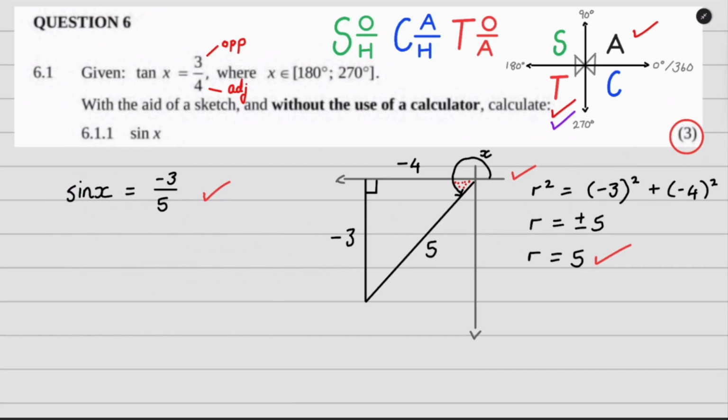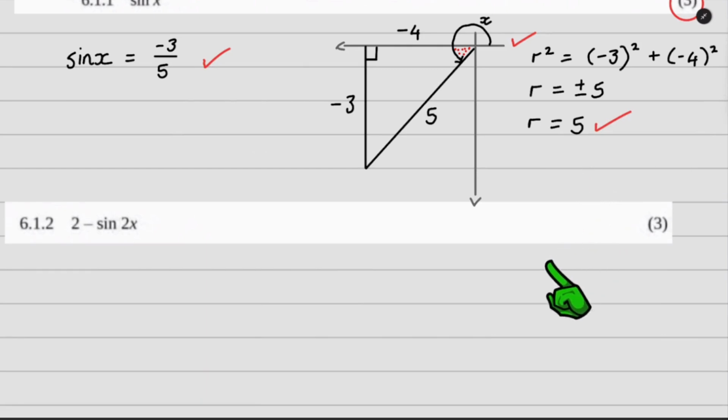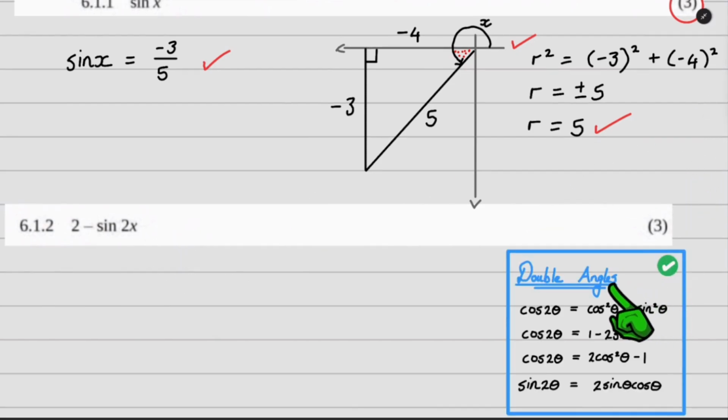sine x. Moving on to 6.1.2, a small little double angle over here. We don't have 2x in our sketch, so we need to somehow transform this to something with only x and not 2x. So we're going to use the double angles to accomplish that. Very luckily, the double angles are on the formula sheet, and we only have one double angle for sine of 2 theta, or in this case 2x. So we're going to transform that thing into this using the double angle identities. So let's go ahead and make that change.